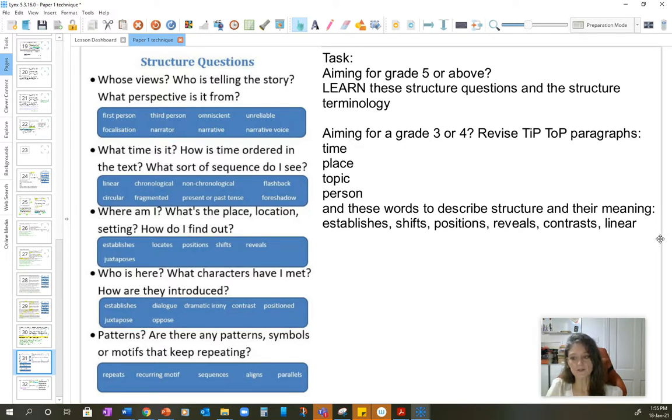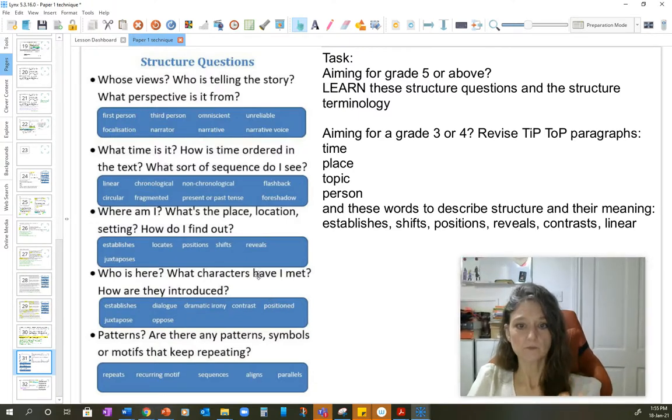And then I've just picked out 6 really useful words for you to try and memorize. So: establishes, shifts, positions, as in positions the reader, or positions the characters, reveals, contrasts, and linear. Linear means in a straight line fashion. So try to memorize all of this if you're aiming for a really good grade, including this really useful structure terminology. Or if you've left it to the last minute, or you just want to keep things simple, revise your tip-top paragraphs and these 6 words.